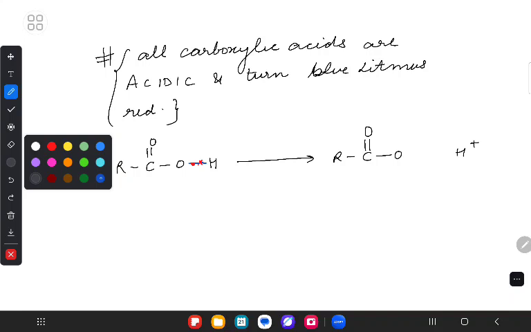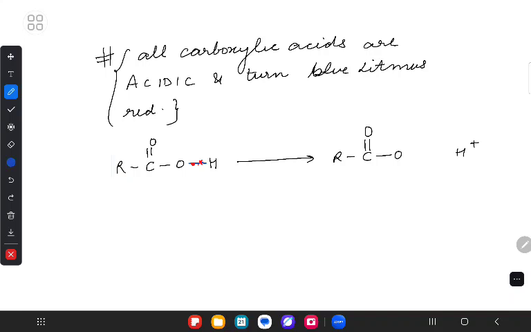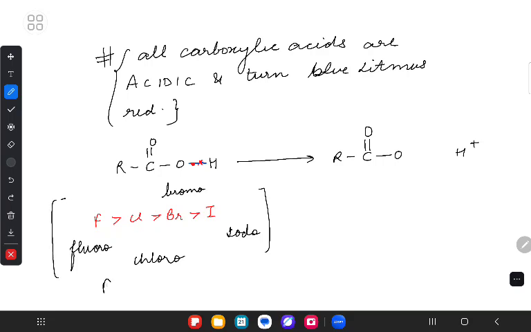Why? Because you have to remember one specific order. And what is that specific order? It is fluorine, chlorine, bromine, iodine. Yes or no? So what do you think we'll have? We'll have fluoro, chloro, bromo, and iodo. So all of these groups. And similarly, if I have another order like this kind of order.